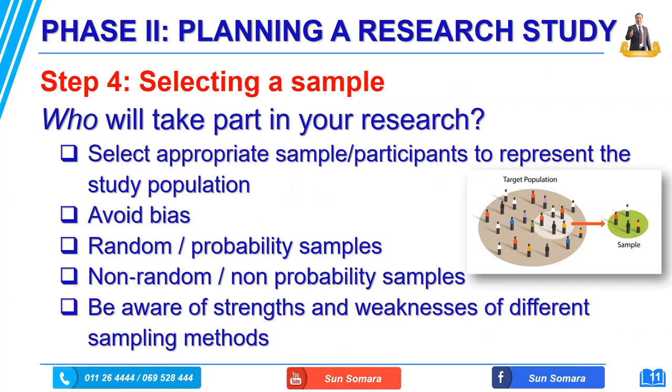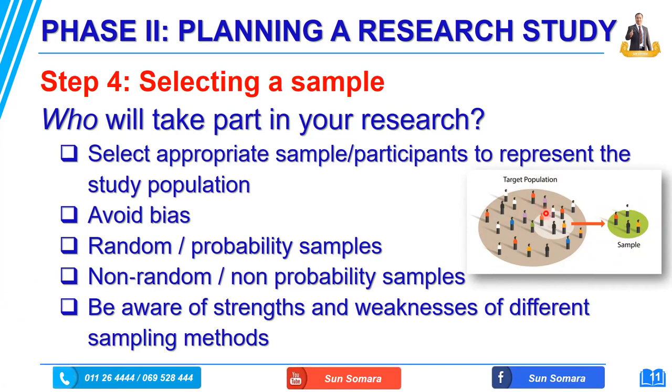About planning a research study, we move to step number 4, about selecting a sample. Here you can see in the picture that you may have the total population and then you can decide to choose among them. You may choose only 4 of them to represent. You can see 4 people here will be the sample from the total population. So here is the total population and here is the sample that you selected from all of those people.